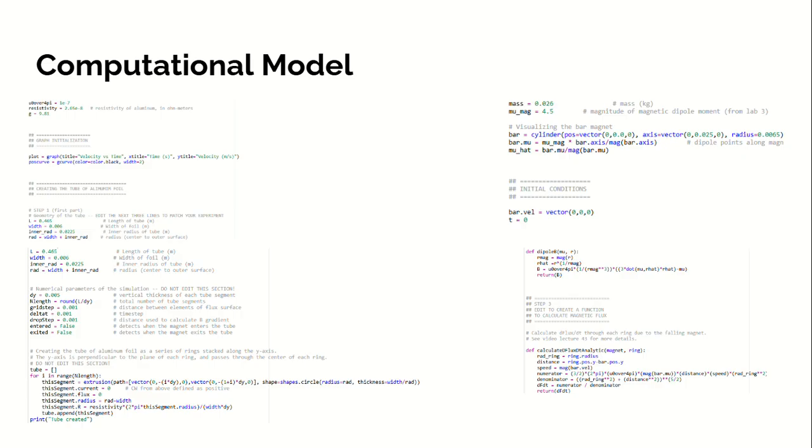Here's my entire computational model, the first part of it anyway. You can see on the left side, we start with mu naught over 4 pi, resistivity, gravity constant. We're creating the plot, and then going through this, we're actually creating the geometry of the aluminum tube. And then going through on the right side, we're actually creating the geometry and the physical aspects of the bar magnet, giving it mass, its mu. And then we are starting the dipole moment, defining the change in flux.